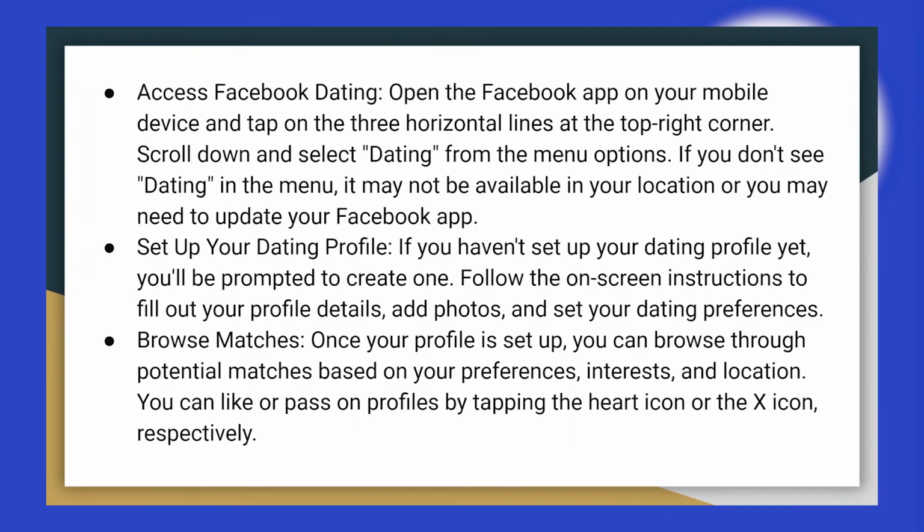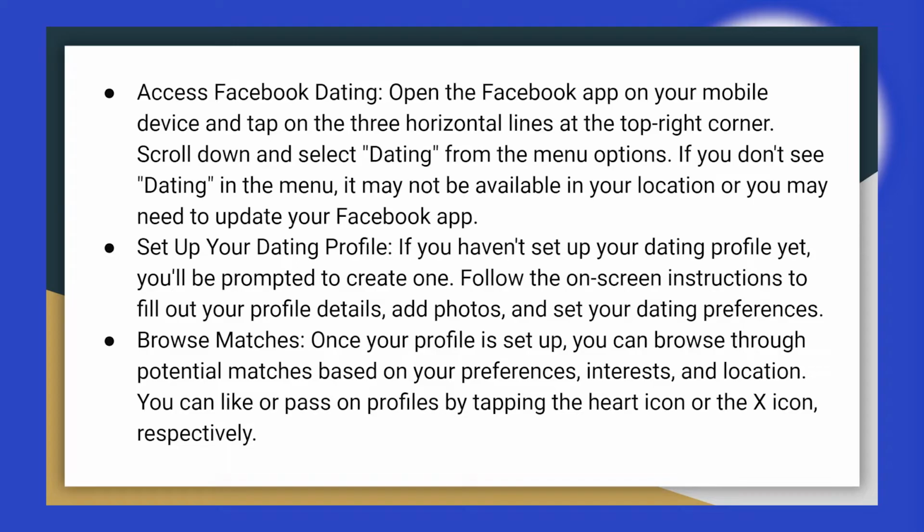Open the Facebook app on your mobile device and tap on the three horizontal lines at the top right corner. Scroll down and select dating from the menu options. If you don't see dating in the menu, it may not be available in your location or you may need to update your Facebook app.